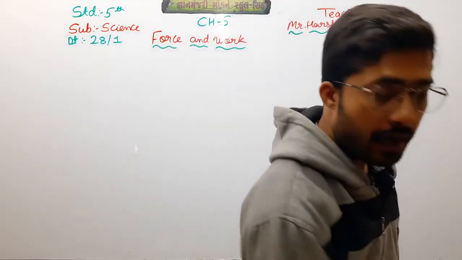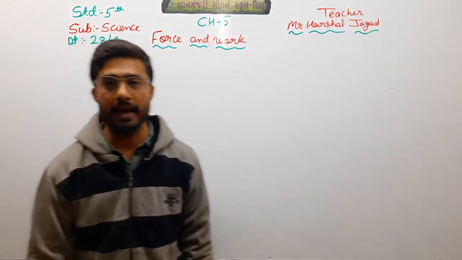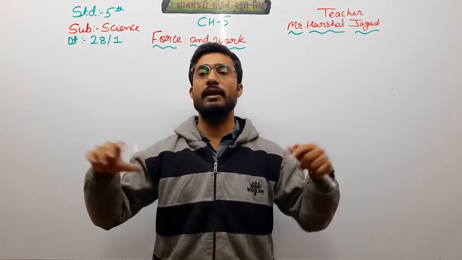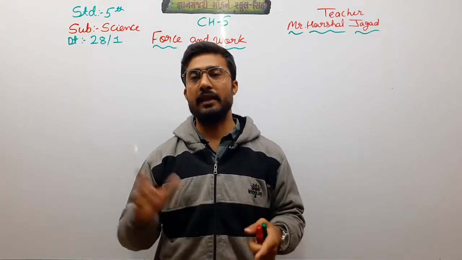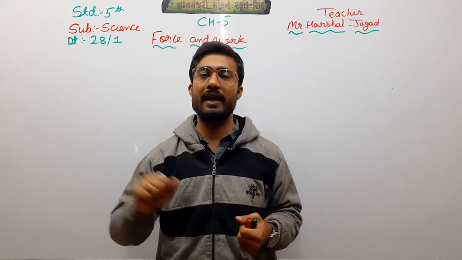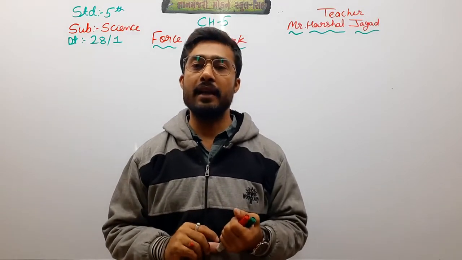Then we have seen the magnetic force. What is the magnetic force? A magnet attracts some of the metals. This is known as attraction, and the force by which the magnet attracts the metal things, specific things, is known as the magnetic force.